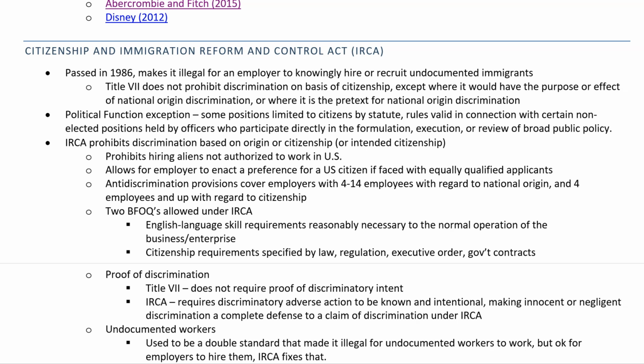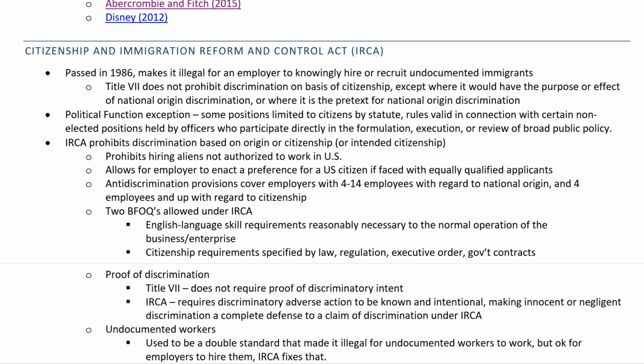Anti-discrimination provisions cover employers with between 4 and 14 employees with regard to national origin, and 4 employees and up with regard to citizenship. It covers 4 to 14 employees with regard to national origin because once you have 15 employees or more, then Title VII kicks in. So we don't need the IRCA for national origin. Then it covers employers with 4 employees or more regarding citizenship specifically.